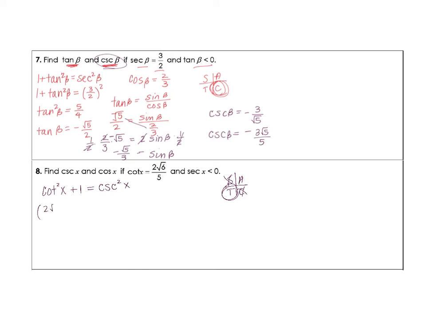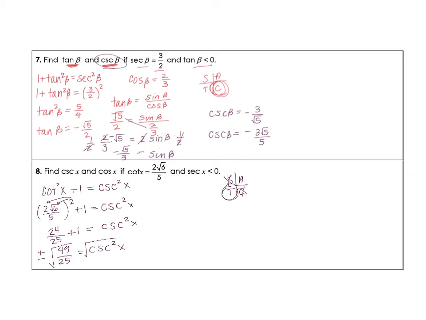We're told 2 square root of 6 all over 5 all squared plus 1 equals cosecant squared x. So when we square this, we are going to square the 2, so that's going to give us 4. If we square the square root of 6, that is 6, so 4 times 6, that's going to give us 24 over 25 plus 1 equals cosecant squared. Now we have to add before we try to do the square root, and so that's going to give us 49 over 25 equals cosecant squared x, and we are taking the square root of both sides.